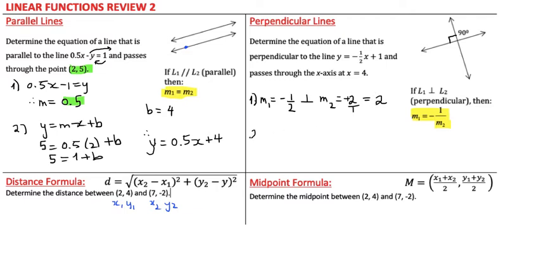Okay, now we need a point. Since it's crossing the x-axis at 4, that's like saying that it has the x-intercept of 4. So it's going to cross at 4. So our point is going to be 4, 0. I'm going to erase this because I realize it should be going the other way. Never mind.